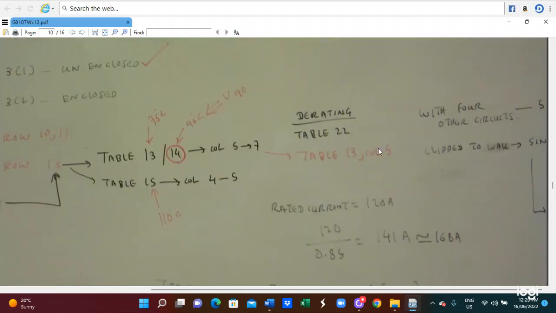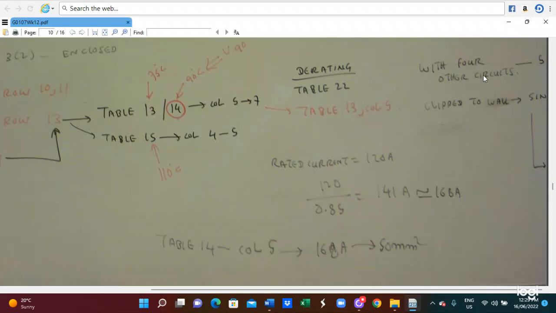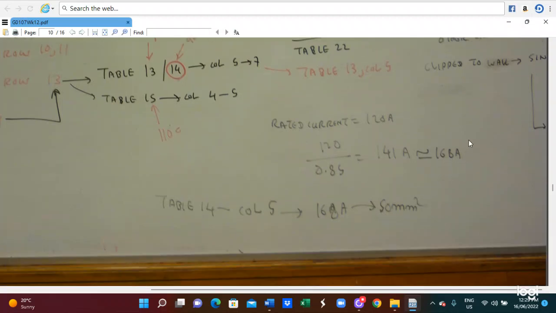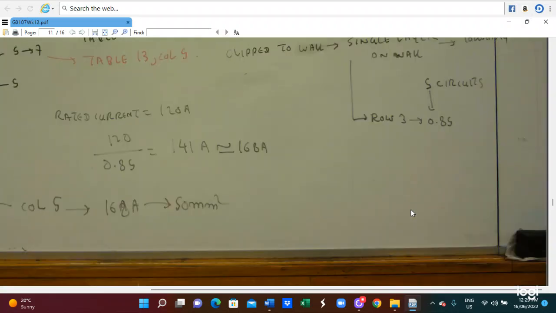For the derating factor you have to utilize table 22. With all other circuits, this means the total is 4 or 5 circuits. In this case, I clipped it to the wall, so from here we utilize table 22. From table 22, you get the derating factor of 0.85. So 120 ampere divided by 0.85, you get 141 ampere. So approximately we use 168 ampere from table 14, column 5. The cross sectional area is 50 millimeter square. So that's the way we calculate the cross sectional area.